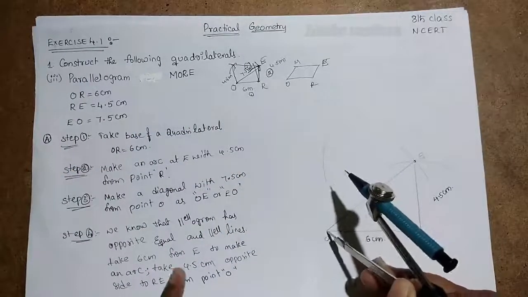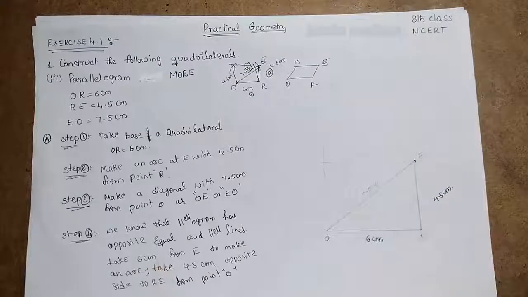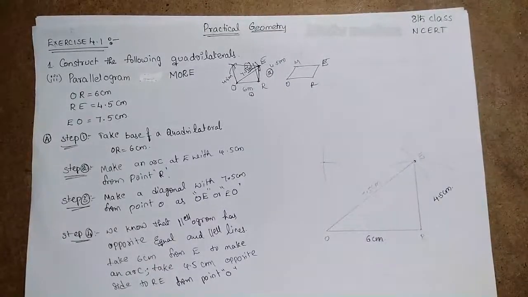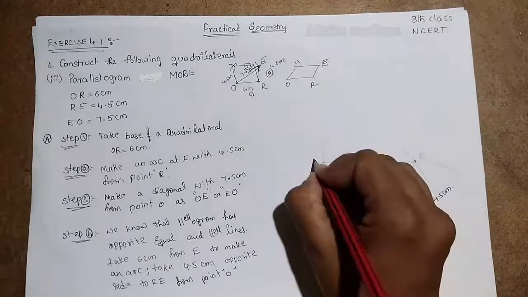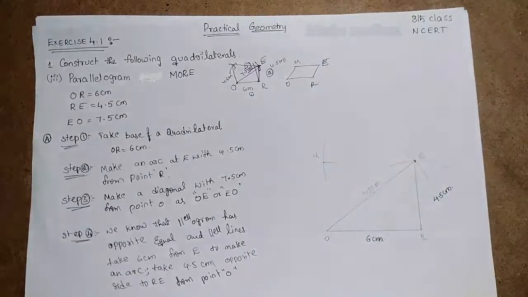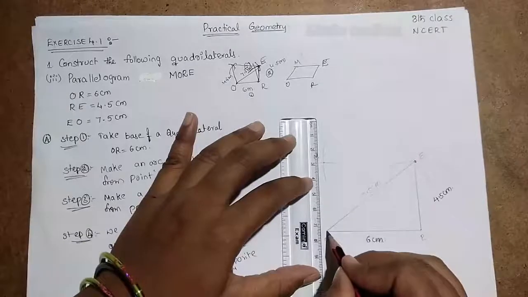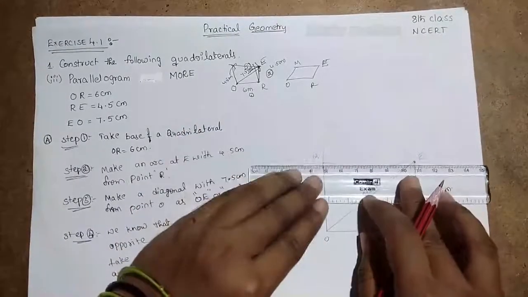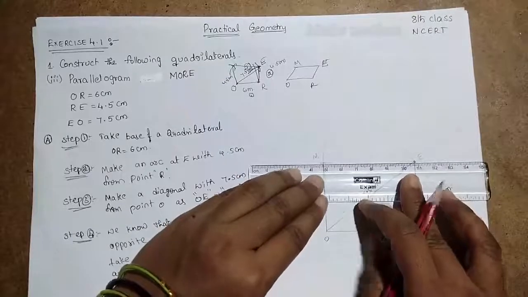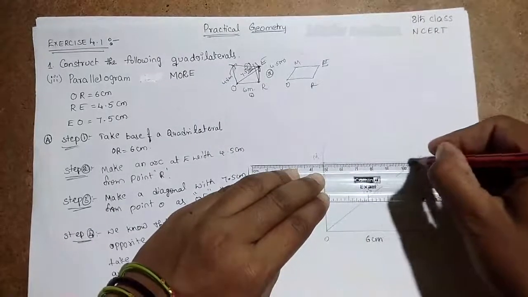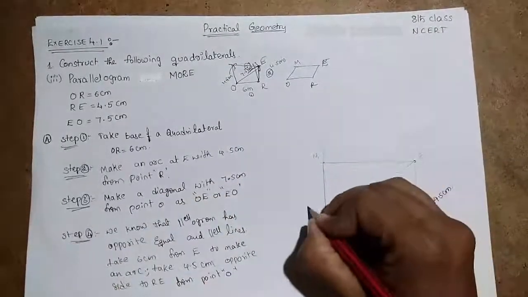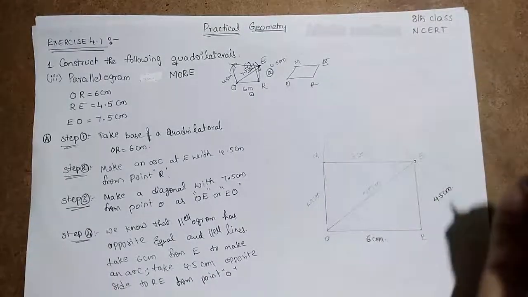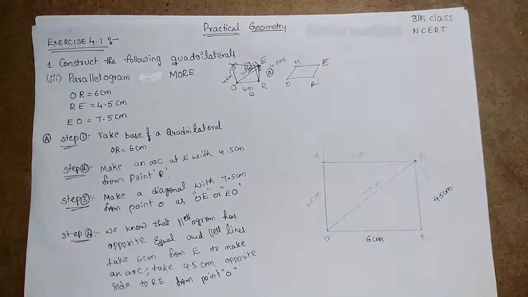Start at O and make an arc. So we have a point that is M. So by joining these lines, O and M, MO, it is 4.5 centimeters. This is 6 centimeters. So finally we get the answer.